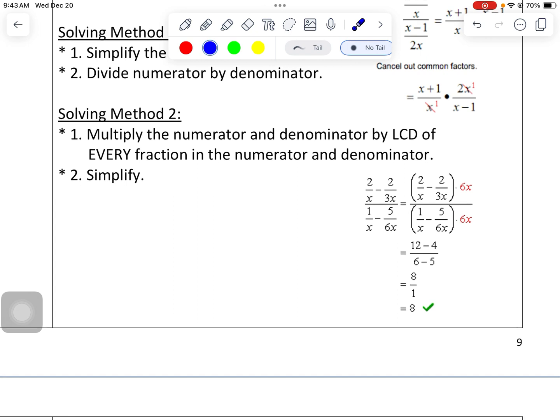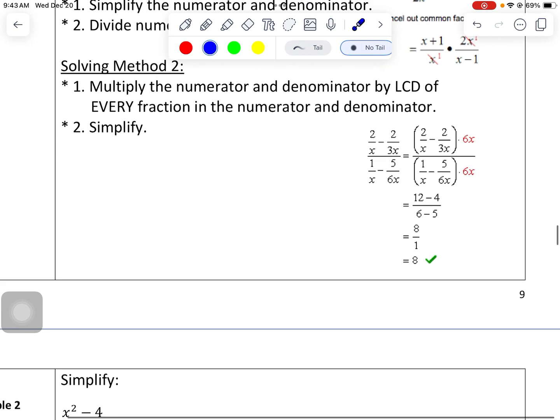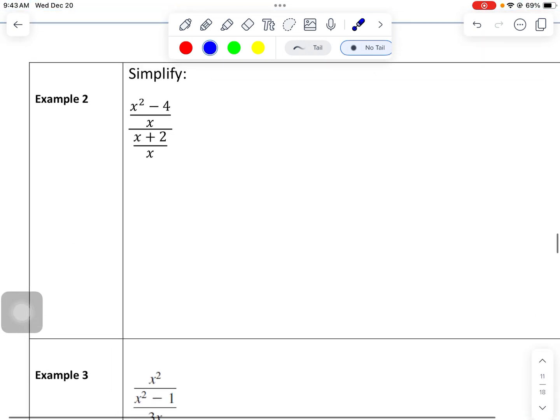If you have multiple fractions, like a fraction minus a fraction in the numerator divided by two fractions being subtracted in the denominator, then the method that works a little bit easier is to just multiply the numerator and denominator by the lowest common denominator of all four fractions. And so in this example, you have the denominators of x, 3x, x, 6x, and so your lowest common denominator is 6x. And multiplying everything by that 6x reduces this down, and then you're able to simplify. So I'll show you some examples that involve both.